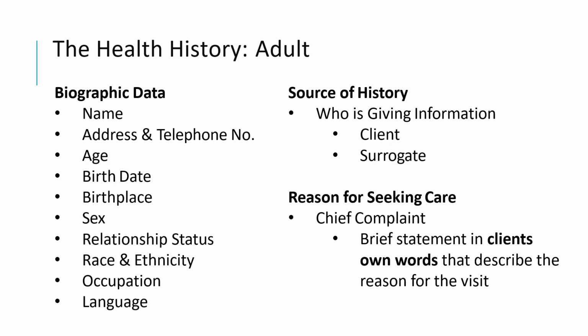So some things that we're going to collect during this health history is the biographic data. Name, address, phone number, age, birth date, birthplace, sex, relationship status, race, ethnicity. The occupation is important for us to know, language. We also want to know who is giving the information. Is it the client themselves or is it a surrogate? A surrogate can be a caregiver, it could be a spouse, it could be a parent.